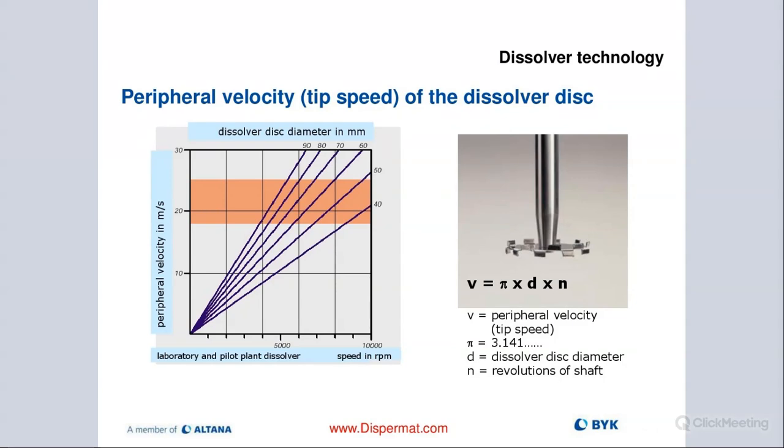So the tip speed is calculated by pi times the RPMs times the diameter of your milling disc. And then if you want meters per second, you divide that by 60, and that will give you meters per second. And our instruments actually will show you that on the display with the C technology, so you don't have to do the calculation yourself. It'll be automatically displayed on the screen.